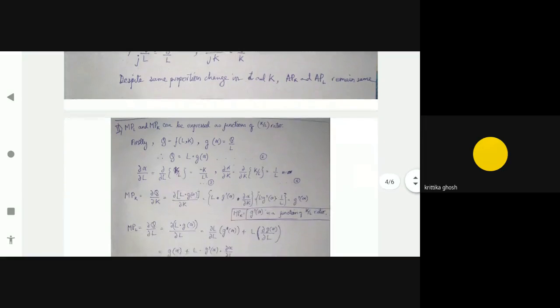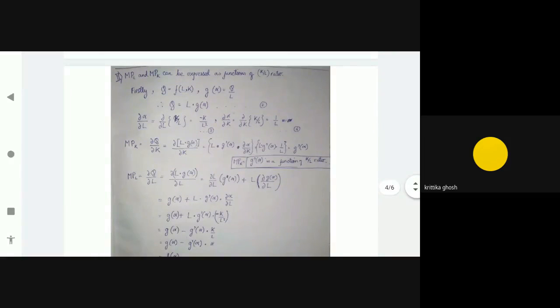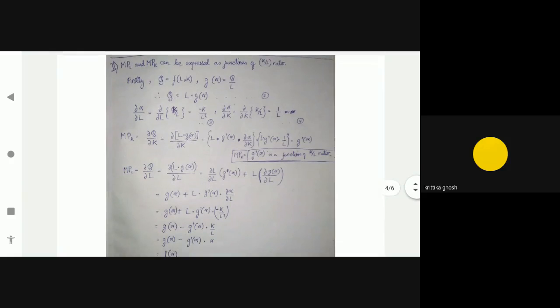Now we go to marginal product. Marginal product can also be expressed as a function of the K by L ratio. How do we do this? Here we write q equals f of L comma K. Now from the previous step we had g of alpha equals q by L. From g of alpha equals q by L, if we take L to the left side and multiply, we get q equals L into g of alpha. Did you understand this?